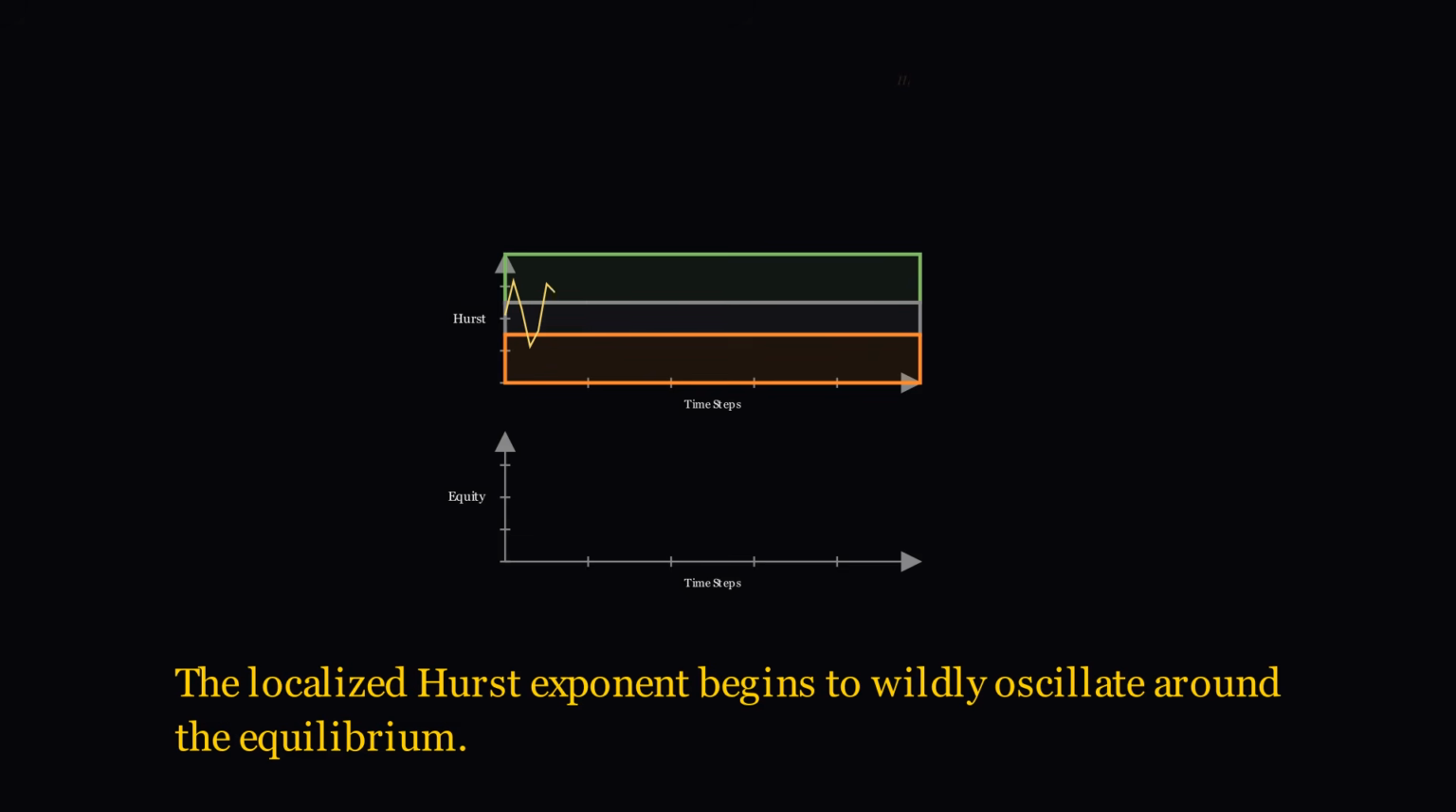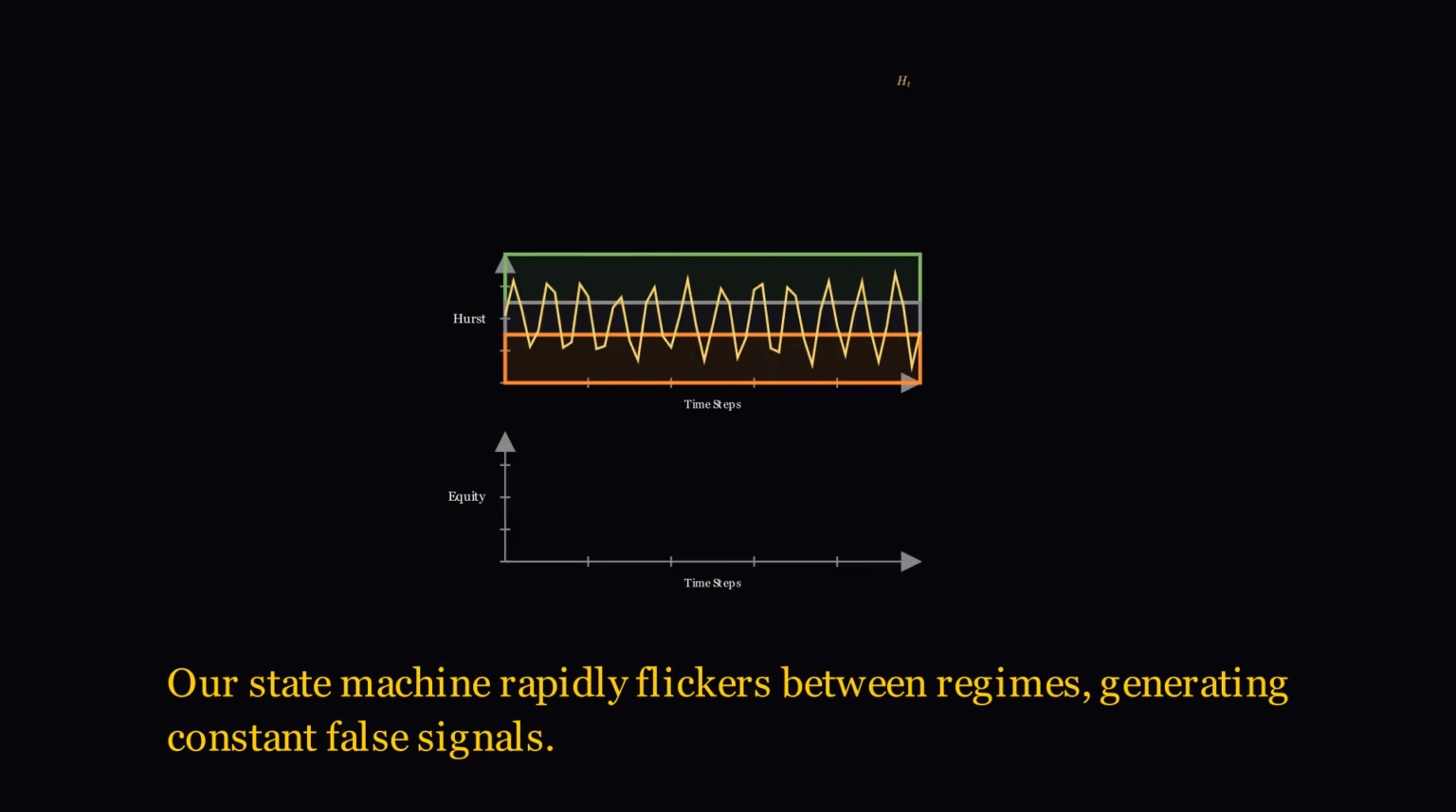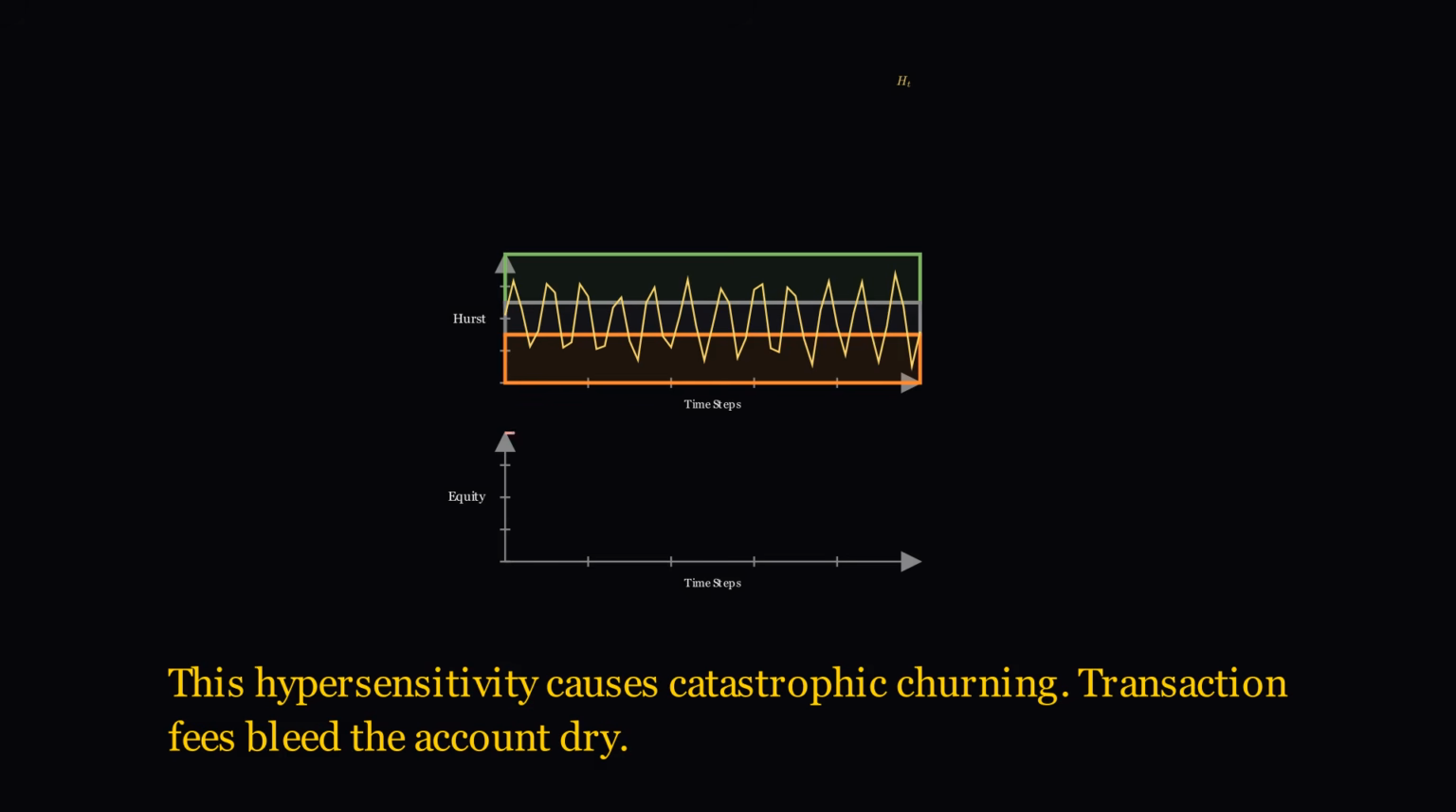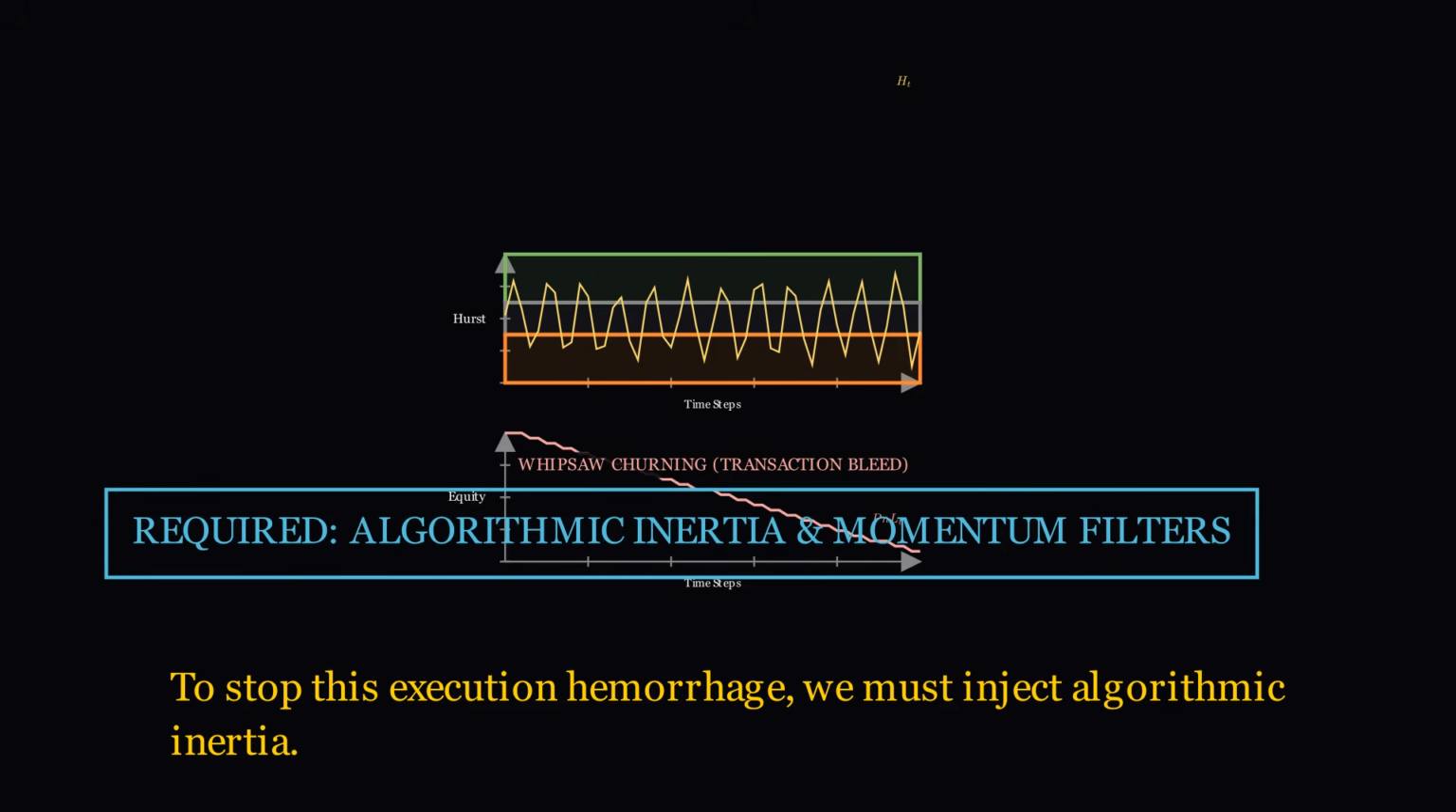The localized Hurst exponent begins to wildly oscillate around the equilibrium. Our state machine rapidly flickers between regimes, generating constant false signals. This hypersensitivity causes catastrophic churning. Transaction fees bleed the account dry. To stop this execution hemorrhage, we must inject algorithmic inertia.